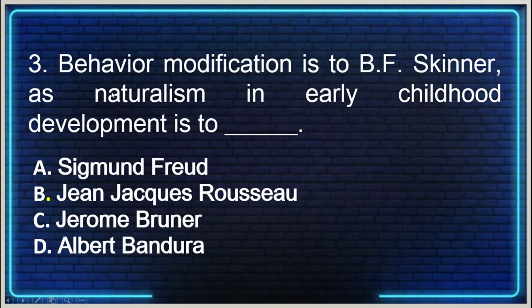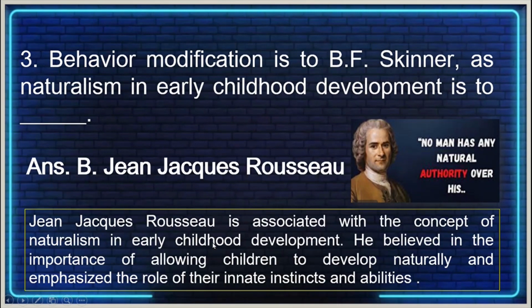Number 3, behavior modification is to B.F. Skinner, as naturalism in early childhood development is to blank: A. Sigmund Freud, B. Jean-Jacques Rousseau, C. Jerome Bruner, and D. Albert Bandura. The answer is letter B.